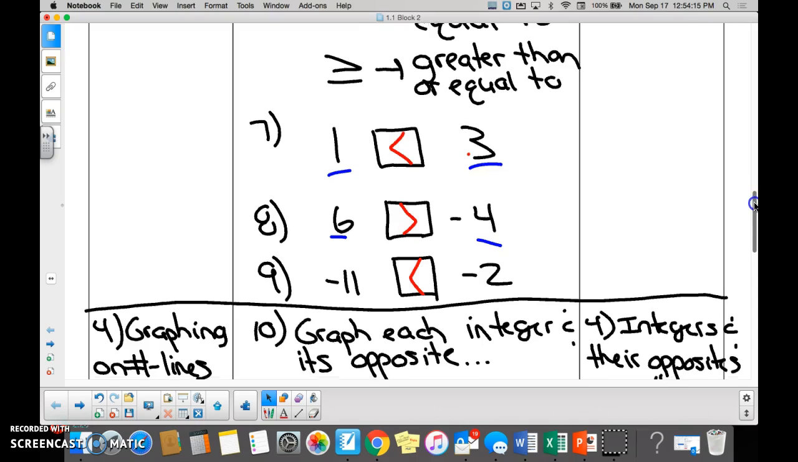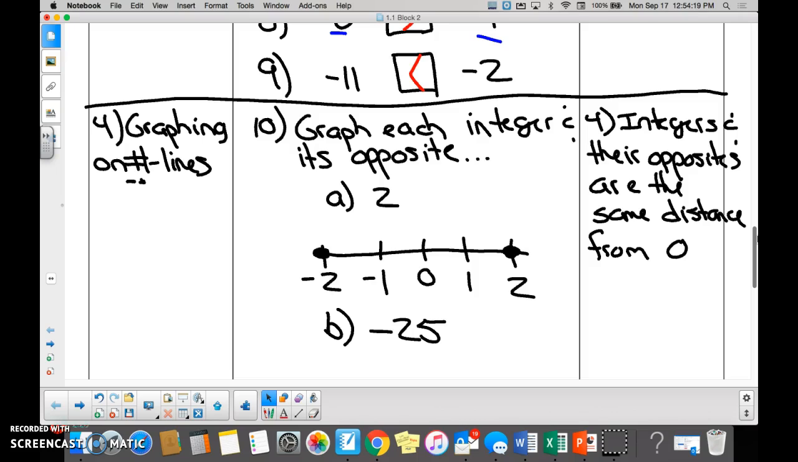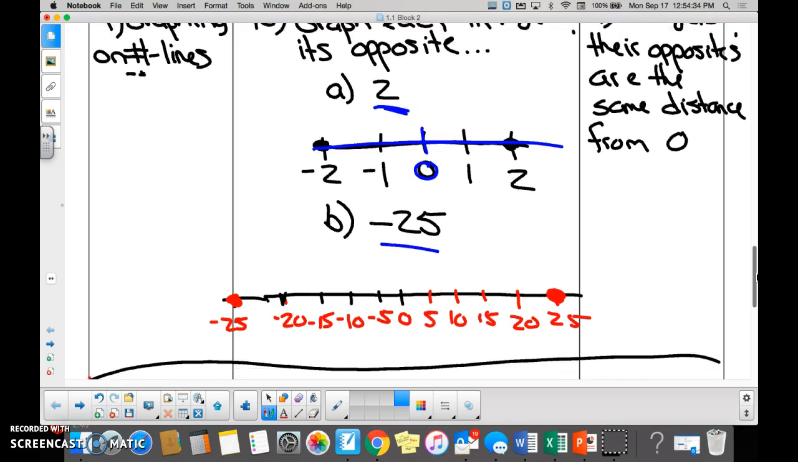And then the last thing we did was we graphed number lines. And so I asked you to graph a couple of numbers. When you're drawing a graph, you always start with the number what? 0. Everybody? 0. And then if we're graphing a number like 2, we just did 1, 2, -1, -2, right? But if you're graphing the number -25, we did not go by ones, we went by 5.